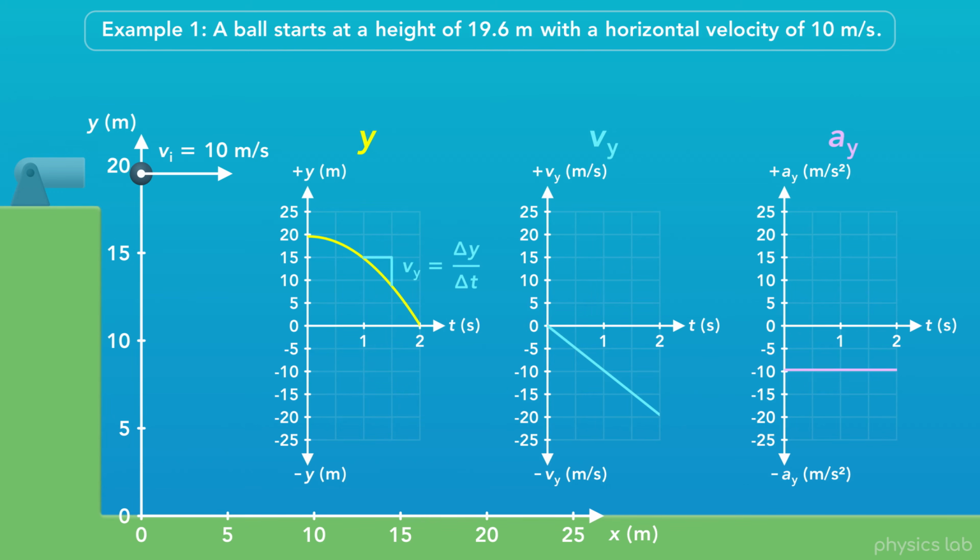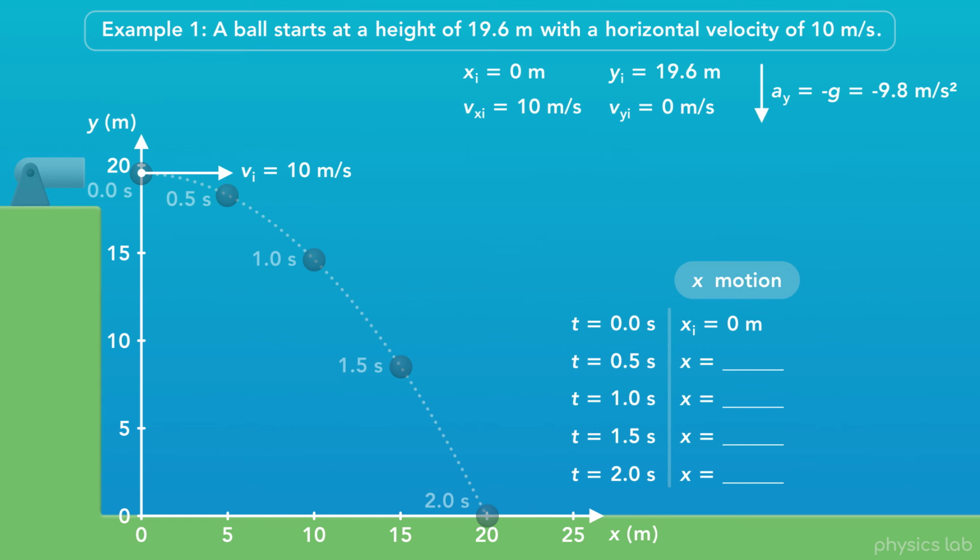The slope of the position graph is the velocity, the change in position over the change in time. At 0 seconds, the slope of the position graph is 0, and the velocity is 0. At 1 second, the slope of the position graph is negative 9.8, which is the velocity at 1 second. The velocity is changing, so the slope of the position graph is changing, which makes it a curve.